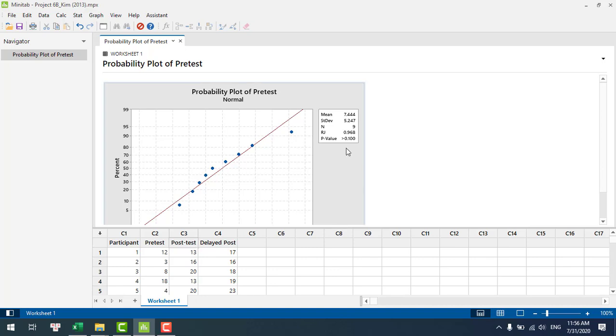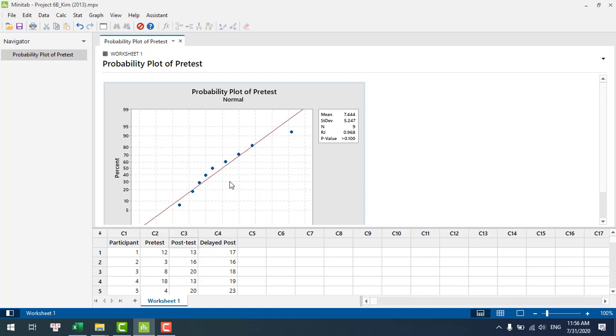and we see that we get a p-value higher than 0.05. You can see that the points really stick around the line. So here we do have a normally distributed set of data.